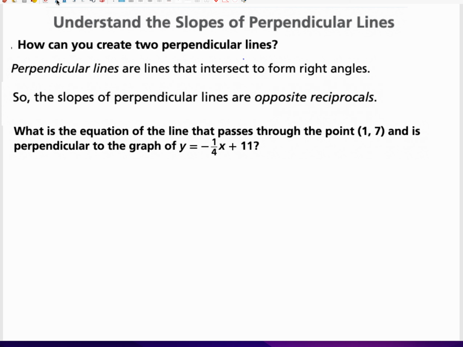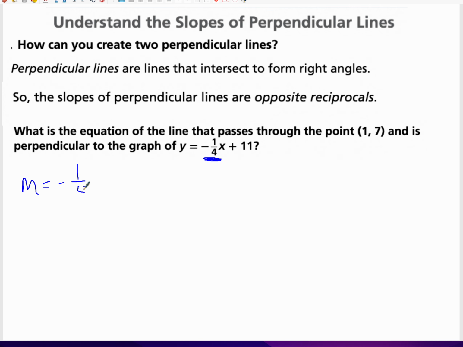All right. So, what is the equation of the line that passes through point (1, 7) and is perpendicular to the graph of y equals negative 1/4 x plus 11? So here's the slope of my given line. What is the slope of my perpendicular line going to be? Negative 4 flipped, so 4.